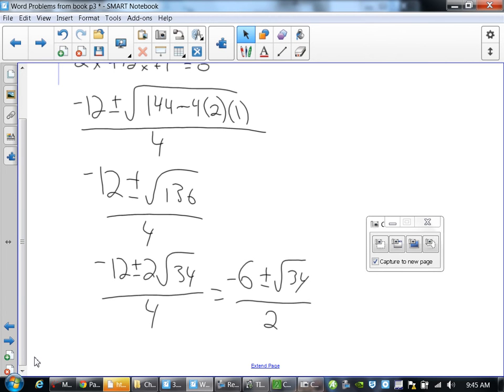Now, I bet the answer in the back probably said negative 3 plus or minus root 34 over 2. I know there was one of them where you wound up with 1 plus or minus something over 4, and it rewrote it with a common denominator. You don't have to.